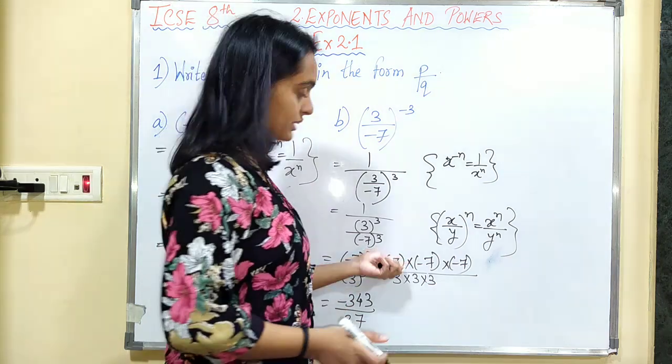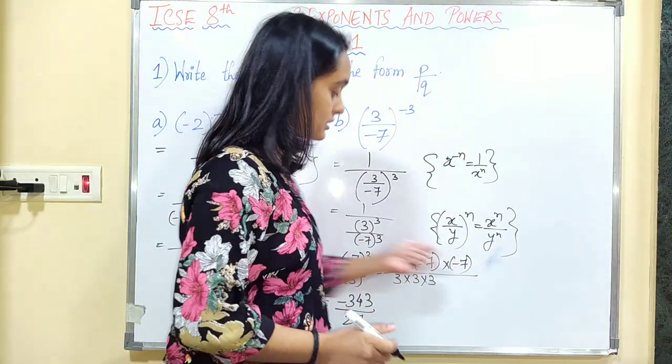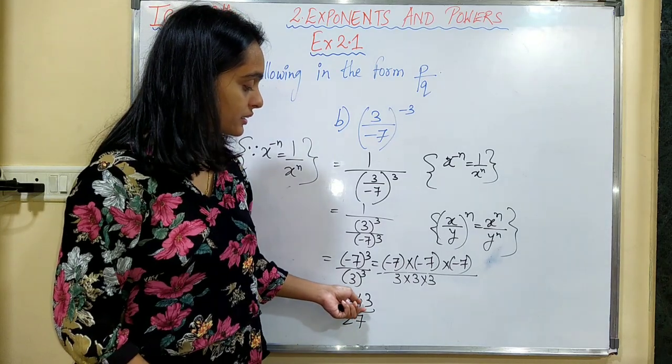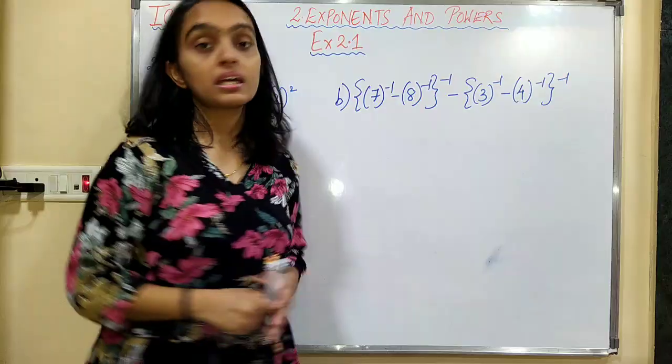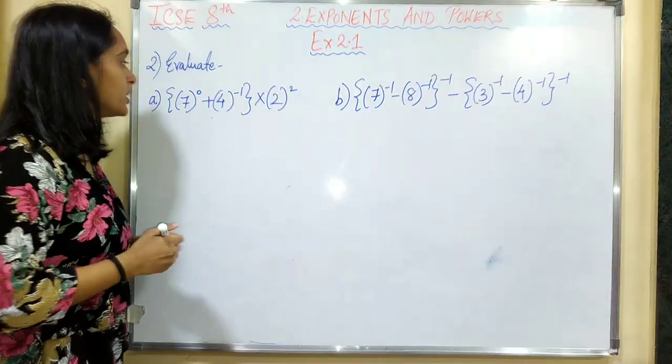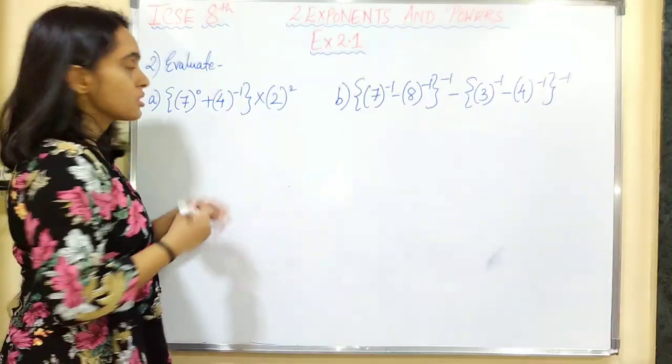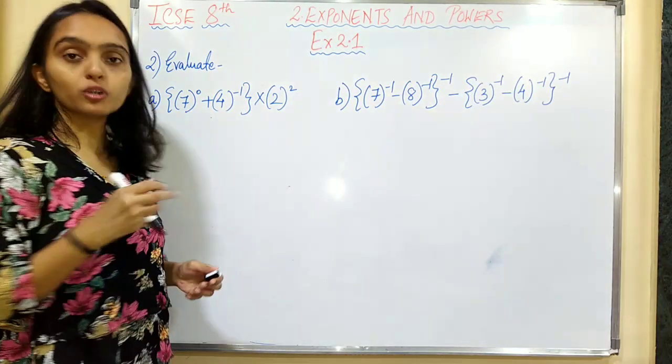Minus sign, because minus minus became plus and plus minus is again minus. So therefore your answer will be minus 343 upon 27. The second question is evaluate. In this, the first question is this. So we will first solve the bracket.